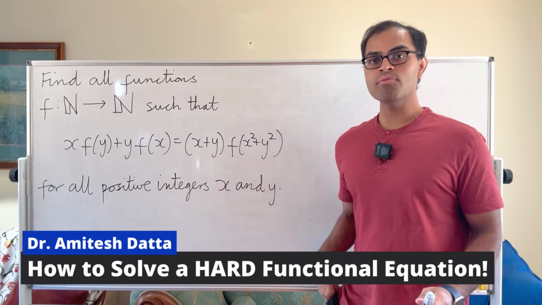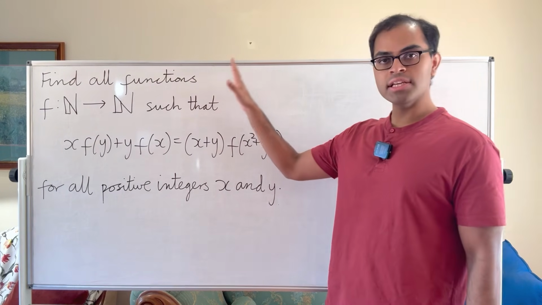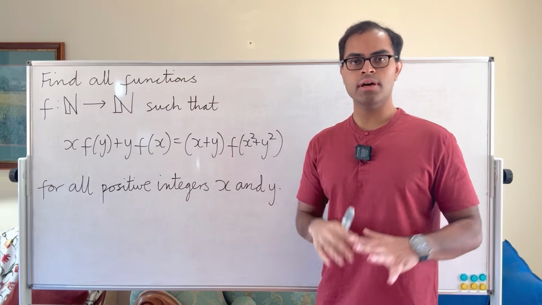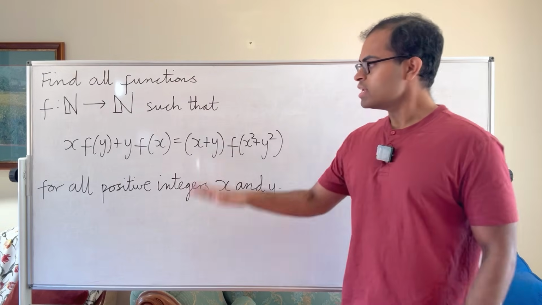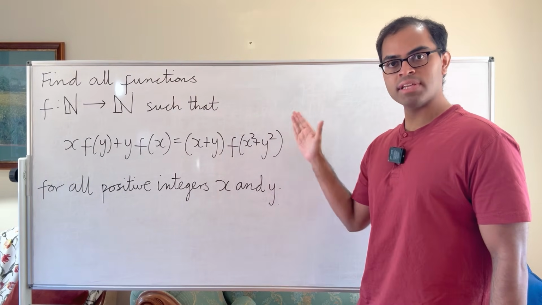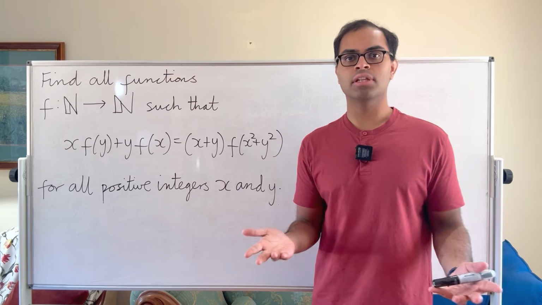In this video, we've got a really beautiful functional equation and we're going to solve it. The question is we want to find all functions f from the natural numbers to themselves. The natural numbers are 1, 2, 3, 4, etc., such that x f of y plus y f of x is equal to x plus y times f of x squared plus y squared for all positive integers x and y, or all natural numbers x and y.